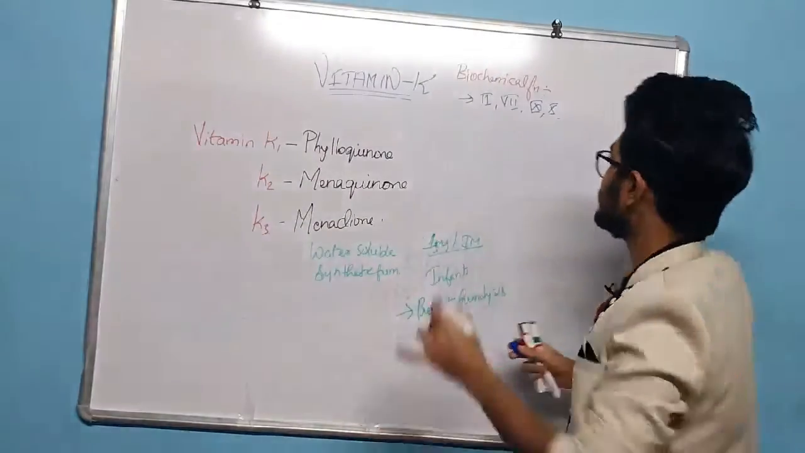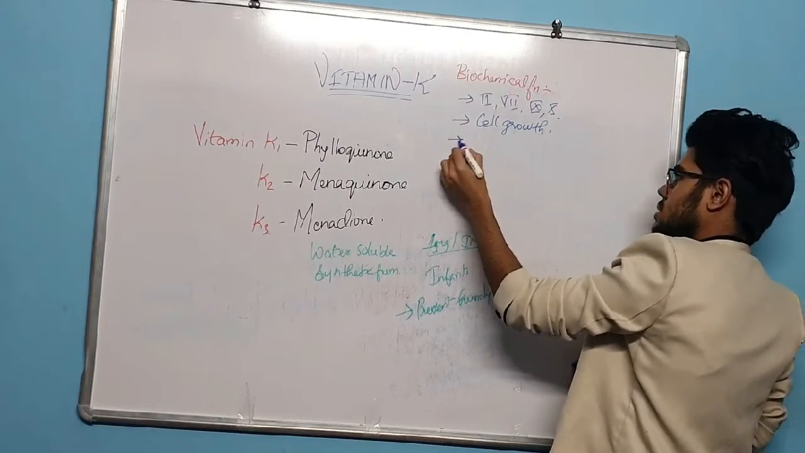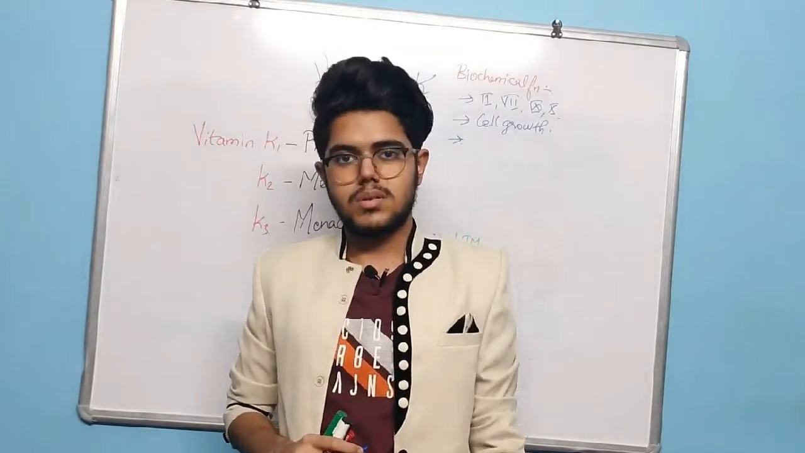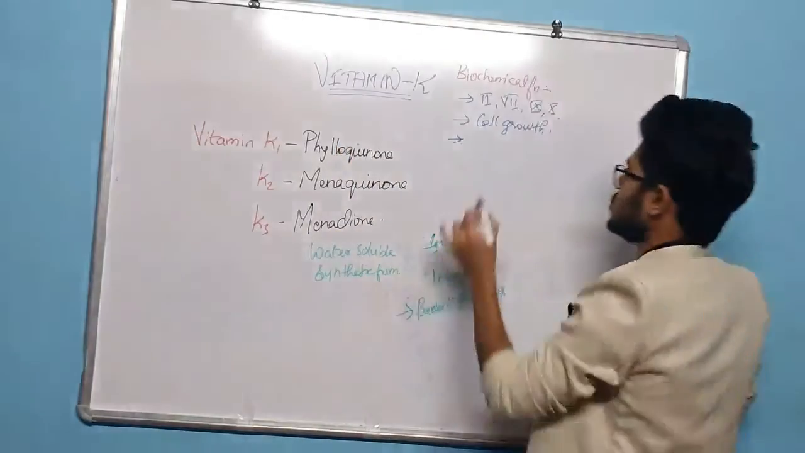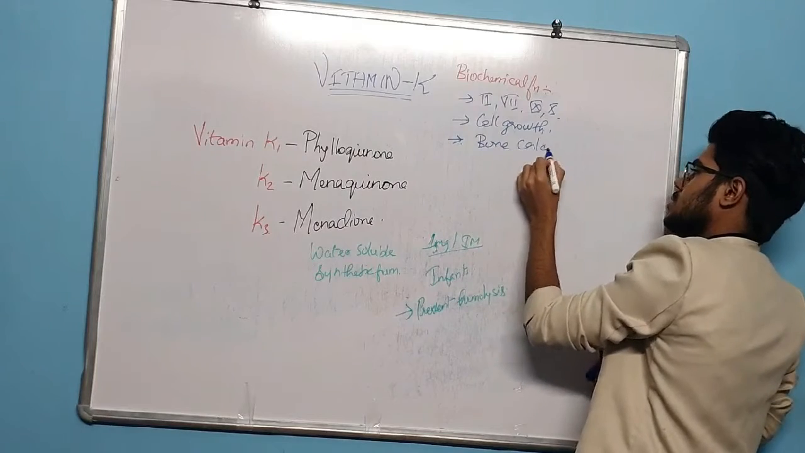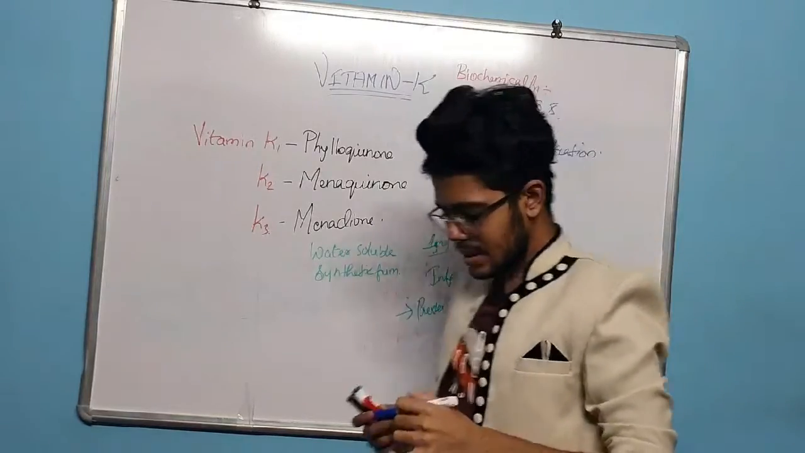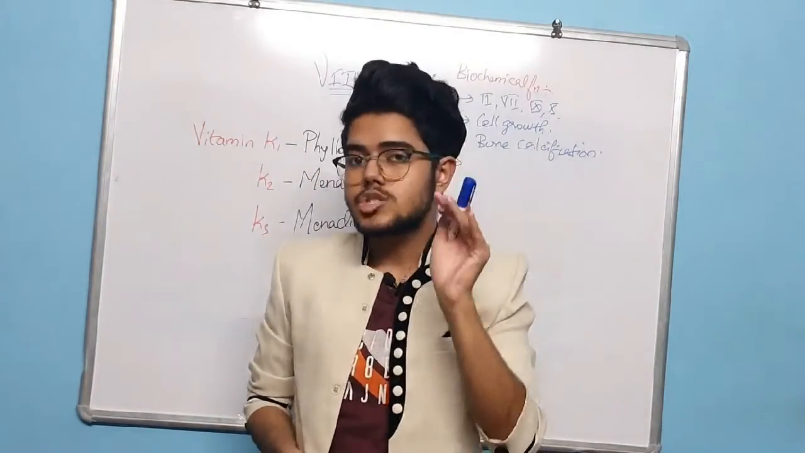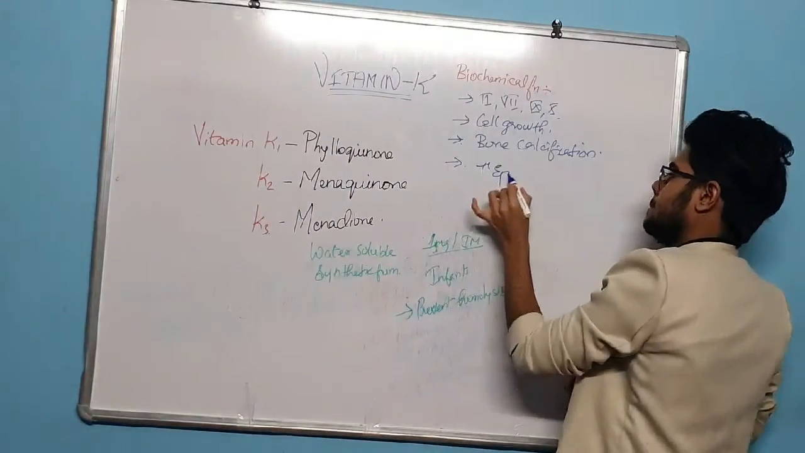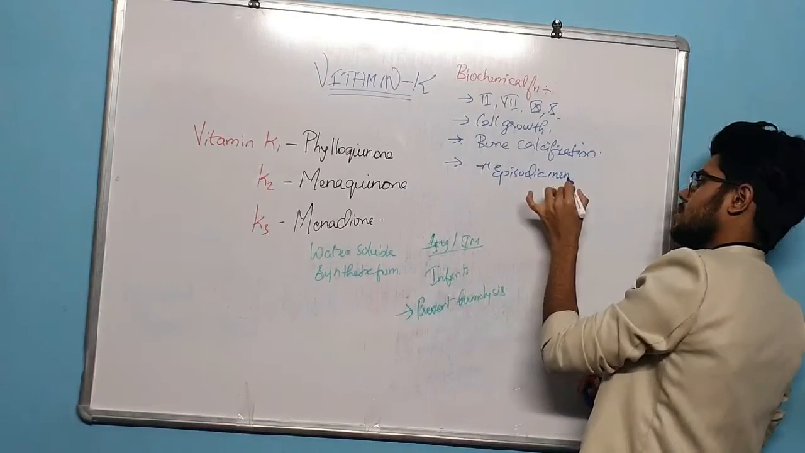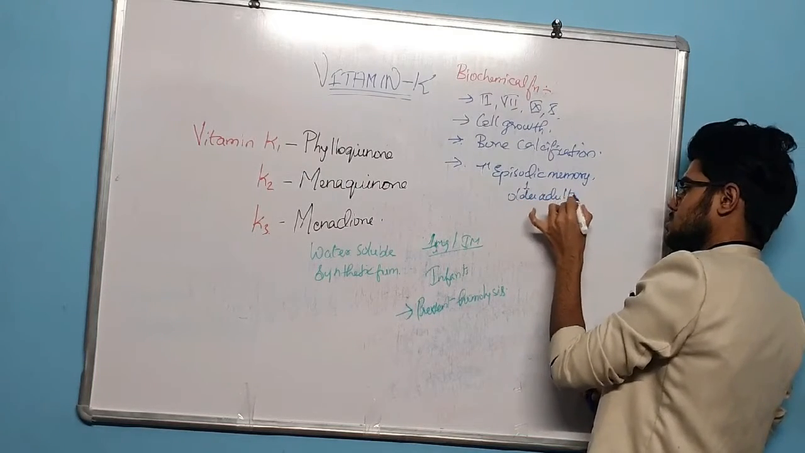Next, it is going to improve cell growth. Okay, the next important thing is it is going to promote the bone calcification. Okay, next, it is also going to improve the episodic memory of the older adults. So it is going to improve the episodic memory of whom? Of the older adults.